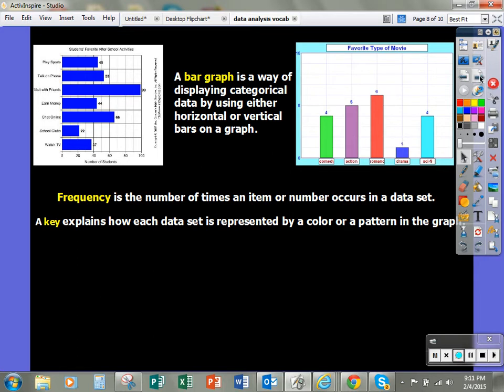The frequency is the number of times an item actually occurs. In the graph on the right, the frequency for romance movies is 6 because there were 6 people who voted for romance movies. A key explains how each data set is represented.